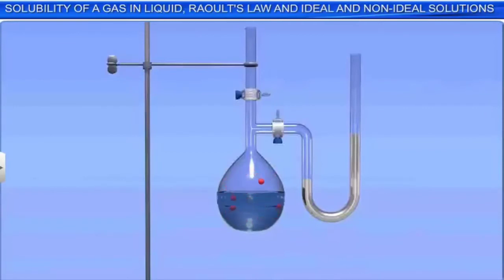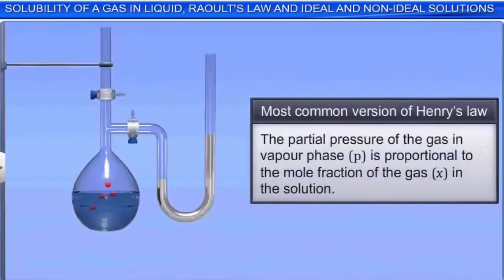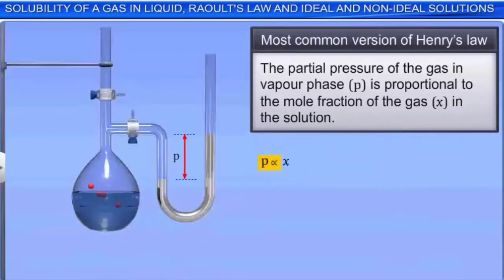However, the most commonly used version of Henry's law is: the partial pressure of a gas in vapor phase, P, is proportional to the mole fraction of the gas, X, in a solution. Mathematically, it can be represented as P is proportional to X, or P is equal to KH X, where KH is the Henry's law constant.